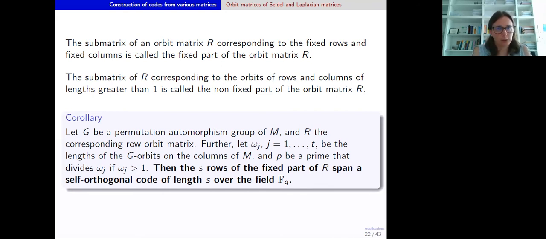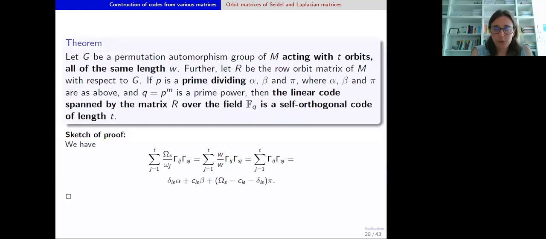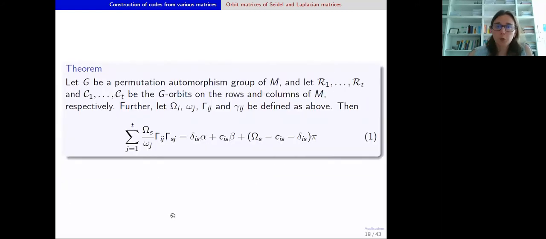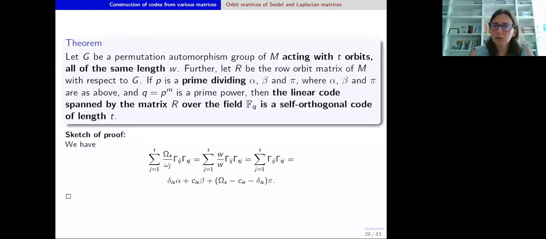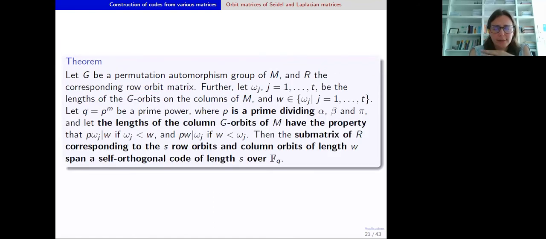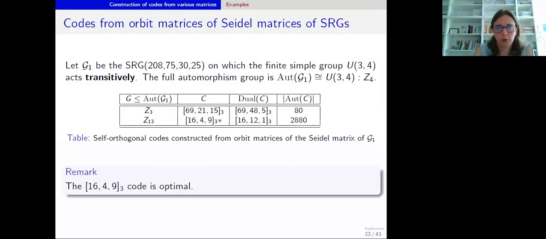You take a strongly regular graph, you know the parameters of this strongly regular graph. So if you know the parameters, you know actually what alpha, beta, and p are for this particular graph and for this particular matrix. And then you can try to find a prime number that is dividing alpha, beta, and p in order to obtain a self-orthogonal code. And then it is easy, you just apply these theorems depending on how the group is acting, and you have self-orthogonal codes. I will show you a few examples.